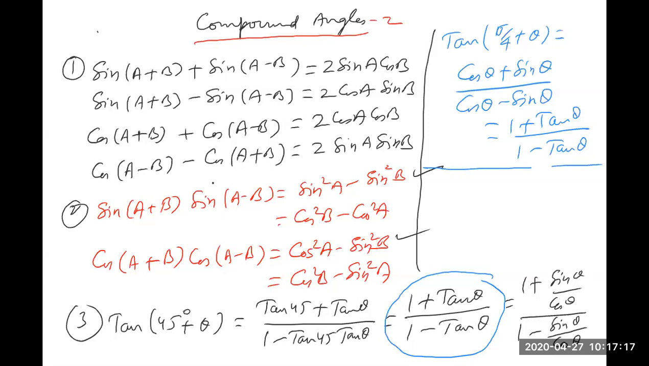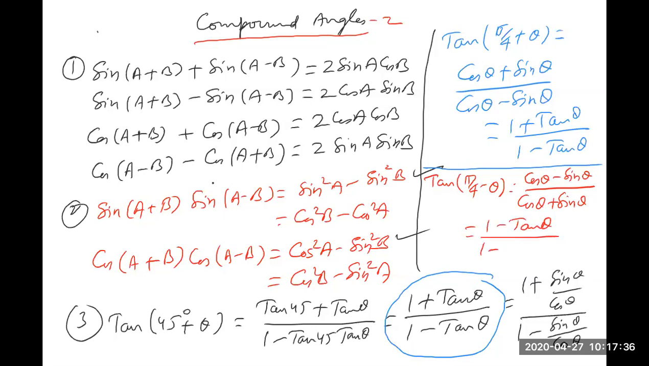Similarly, you can have the formula for tan pi by 4 minus theta. That will be cos theta minus sin theta upon cos theta plus sin theta, or that will be 1 minus tan theta upon 1 plus tan theta. Just the sign will reverse. So note down these formulas.